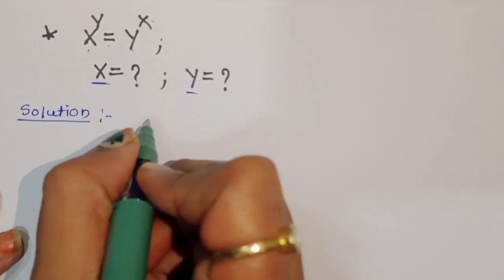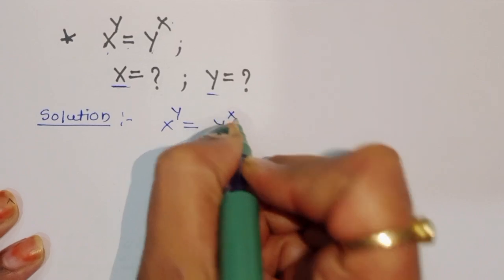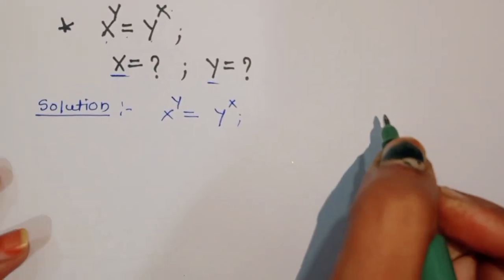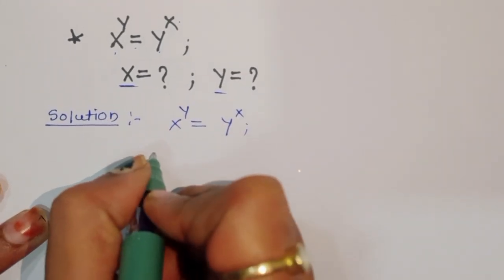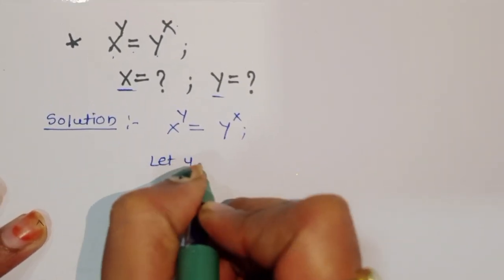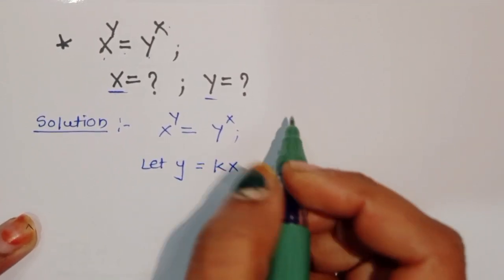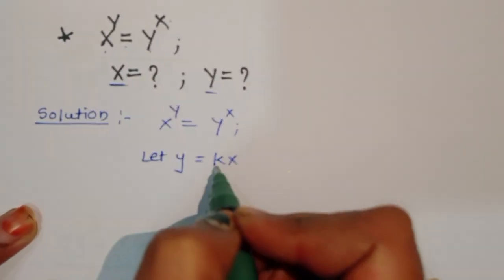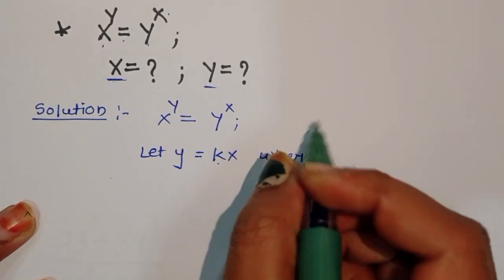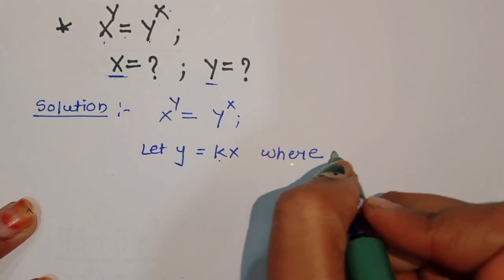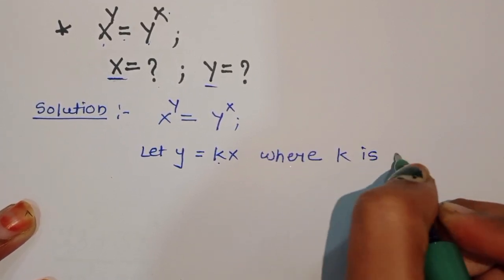First, what is given? x power y is equal to y power x. This is given. Now we can consider, let y is equal to kx. We have to consider that y is equal to kx, where k is a constant.